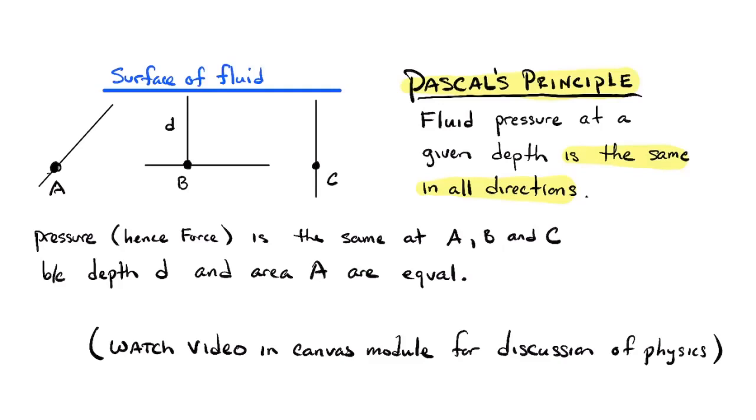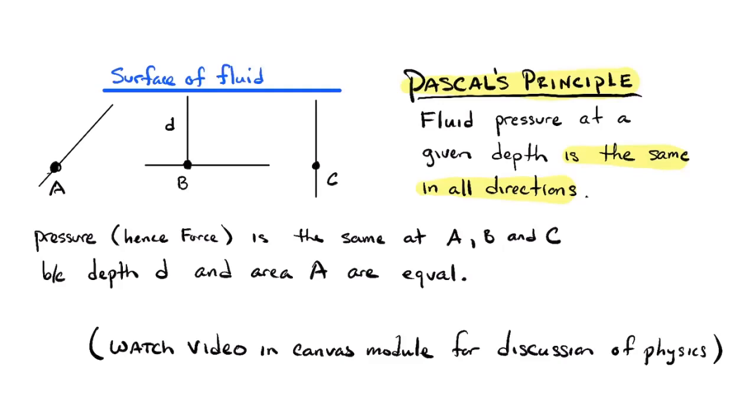So the pressure, and hence the force, is the same at those points A, B, and C. It doesn't matter how the surface is oriented, is what my point is. Because their depths are equal and the areas are equal, the pressure couldn't vary.